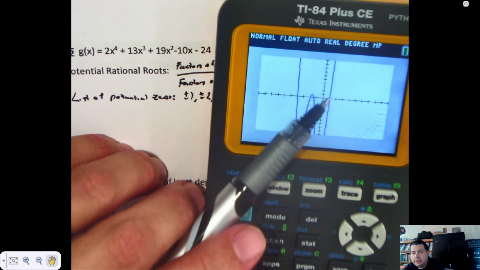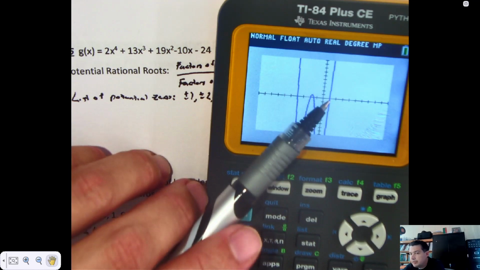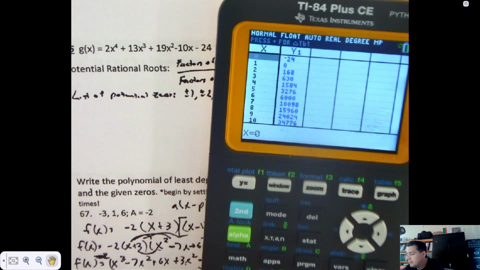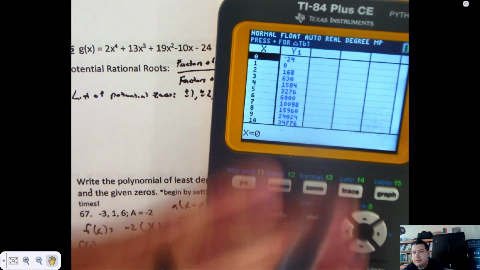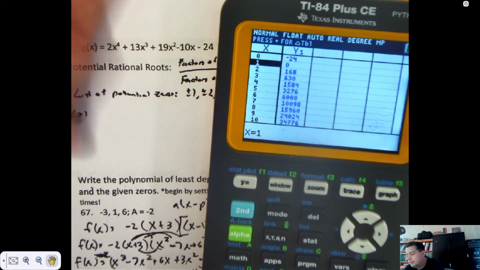There is a zero right here at what appears to be -4, and there is a real zero that happens right here at 1. I couldn't tell you what these are. But I think there's a zero here and a zero here. So I'm going to go look at the table. There is a zero at 1. Do you see how it says 1, 0? So I know that x is 1 is a zero.